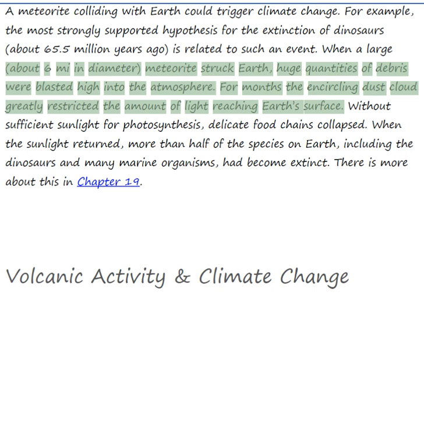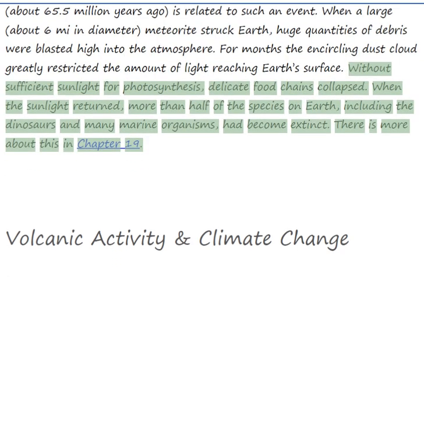meteorite struck Earth, huge quantities of debris were blasted high into the atmosphere. For months the encircling dust cloud greatly restricted the amount of light reaching Earth's surface. Without sufficient sunlight for photosynthesis, delicate food chains collapsed. When the sunlight returned, more than half of the species on Earth, including the dinosaurs and many marine organisms, had become extinct. There is more about this in Chapter 19.